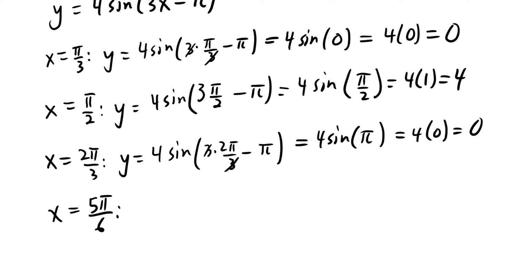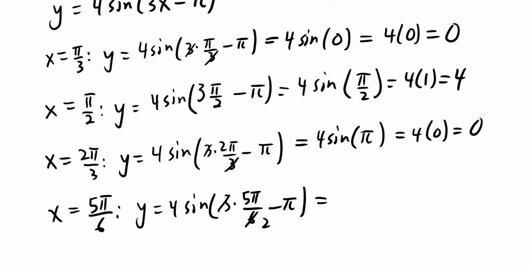x equals 5 pi over 6. So let's substitute that in. Y equals 4 sine (3 times 5 pi over 6 minus pi). By 3, 1, by 3, 2. So I get 4 sine (5 pi over 2 minus pi). So that would give us 3 pi over 2. And we know this is negative 1. So the answer is negative 4.